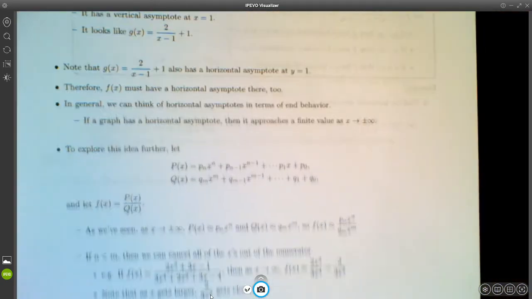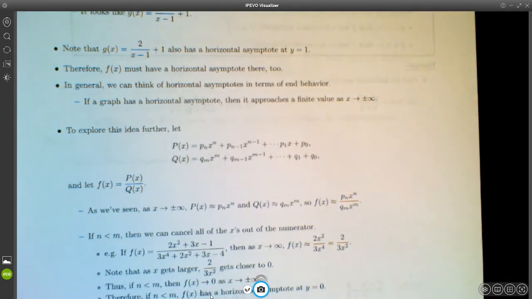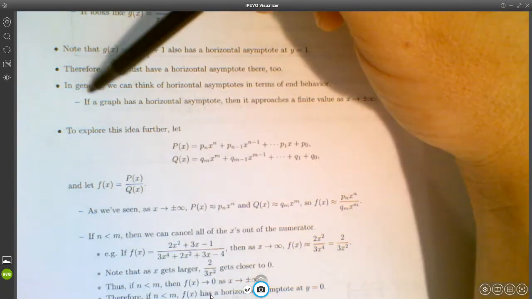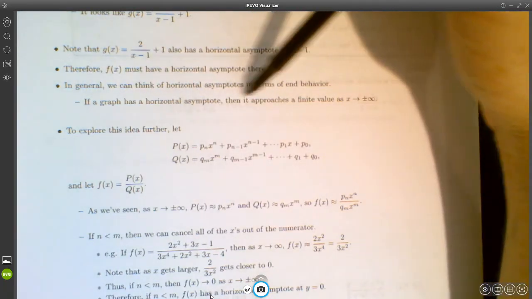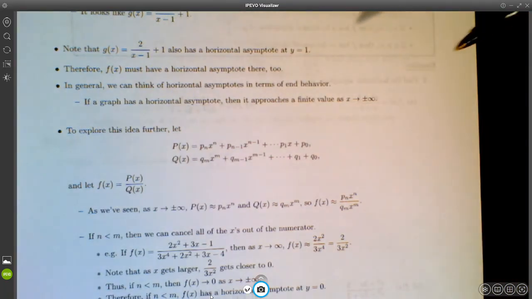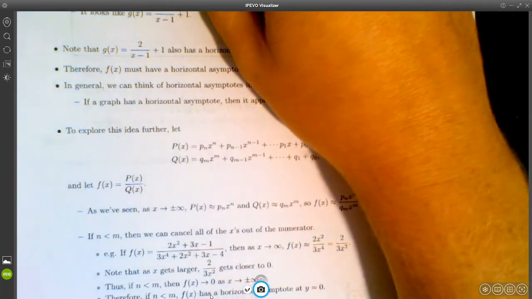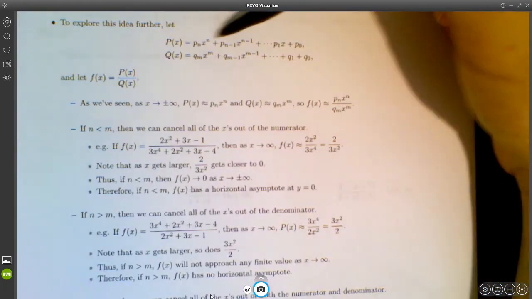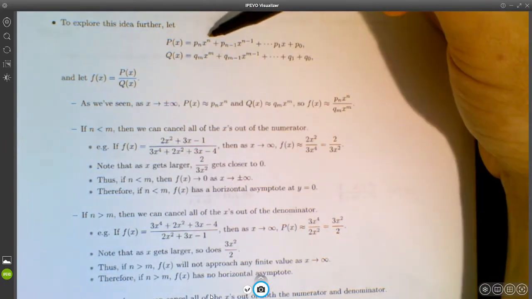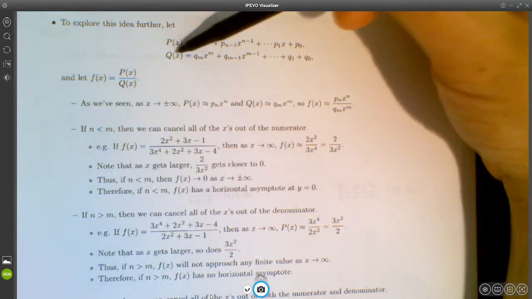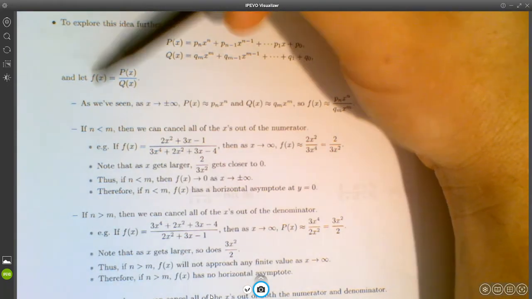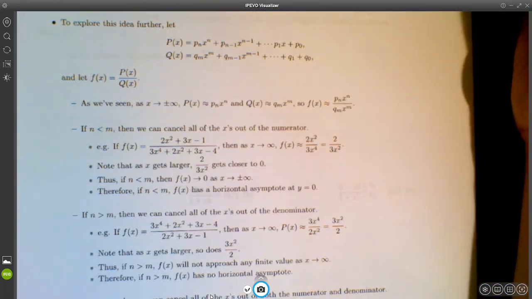Well, how can we think of horizontal asymptotes in general? In general, we think of horizontal asymptotes in terms of end behavior. If a graph has a horizontal asymptote, then it approaches some finite value as x approaches positive or negative infinity. To explore this idea a little bit further, let's let p of x be this polynomial and q of x be this polynomial. P of x is going to be a degree n, and q of x is going to be a degree m polynomial. Okay, and let's say that our rational function f of x is p of x over q of x.